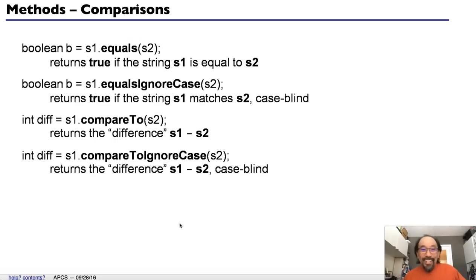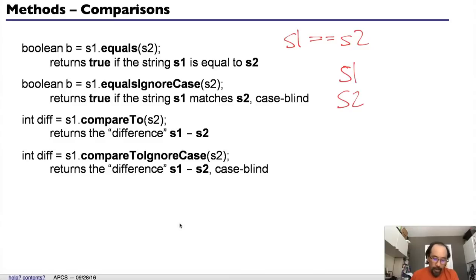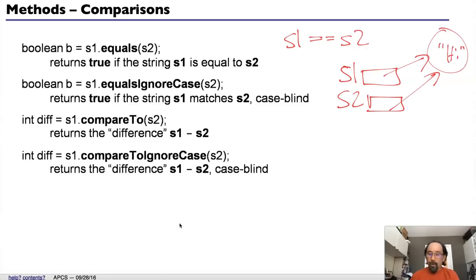Okay, more methods. We're going to look at some comparison methods. Now, remember that with comparisons, if I say S1 == S2, the == here is saying are the two variables pointing to the same object? Are the variable references identical to each other? So in this case, say they both point to hello or hi, S1 is equal to S2.